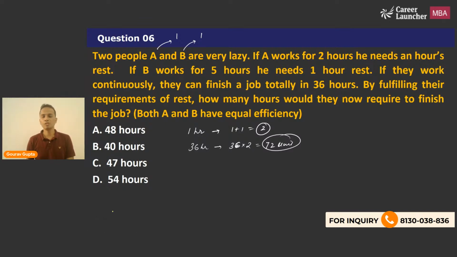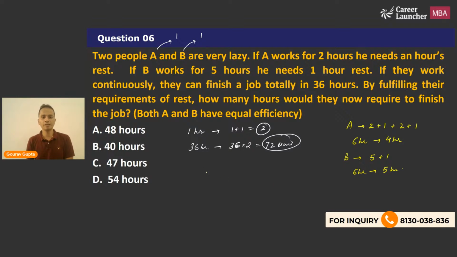Wonderful. So now A will work for 2 hours, will take 1 hour rest, and then work for 2 hours and then 1 hour rest, right? So I can say that in 6 hours, A has worked only for 4 hours, right? So after 6 hours, the output is of 4 hours only for A. Now for B, B works for 5 hours and takes 1 hour of rest. That means in 6 hours, B has worked for 5 hours.